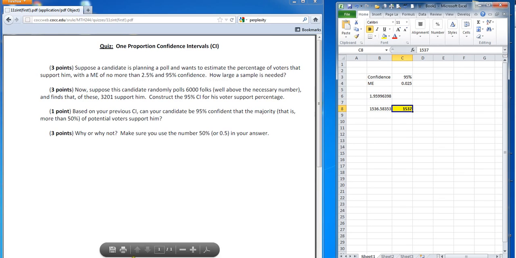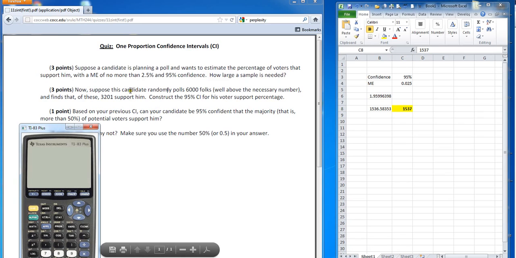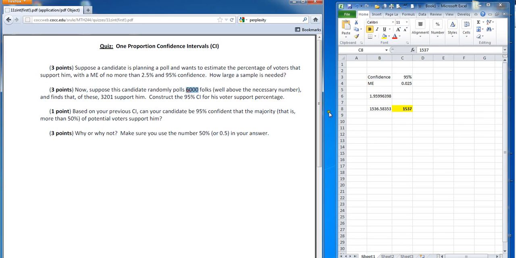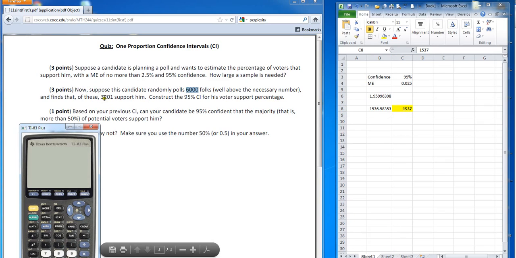Okay. Number 2, what does it ask? It says, suppose the candidate randomly polls 6,000 folks, which is well above the 1537 you just calculated, and of those 3,201 support them. Construct the 95% confidence interval for his support.